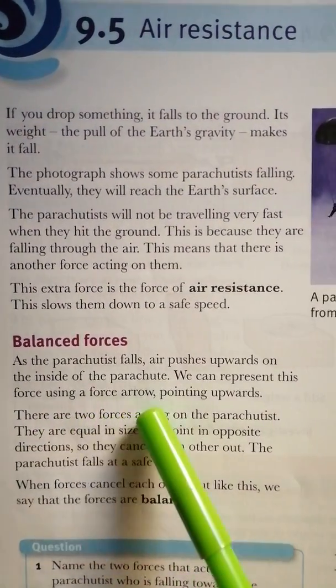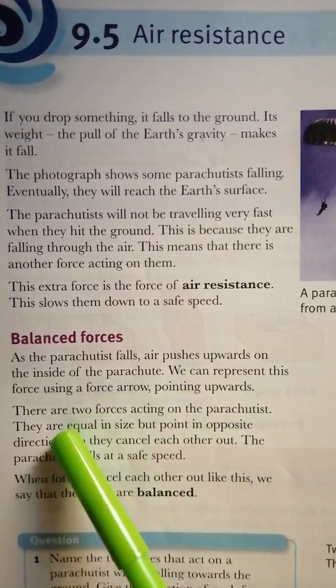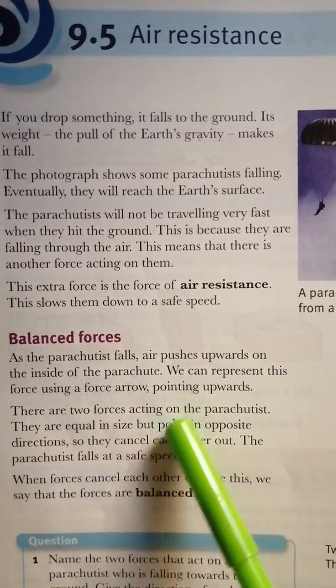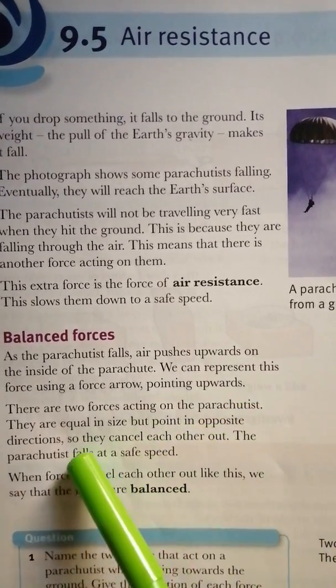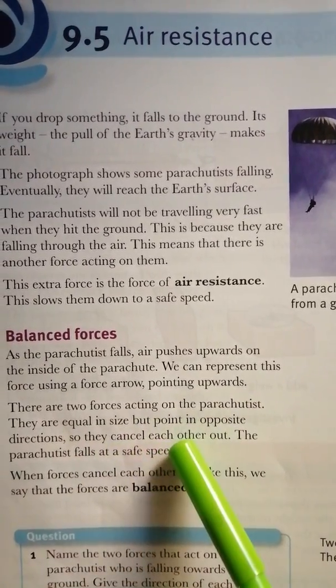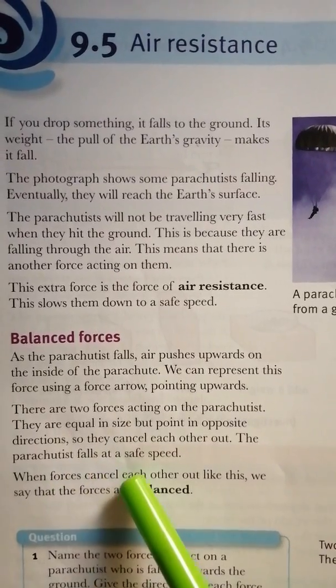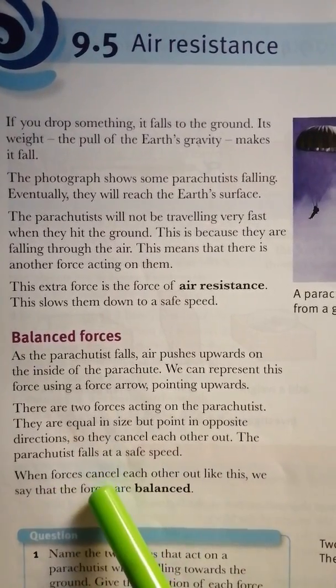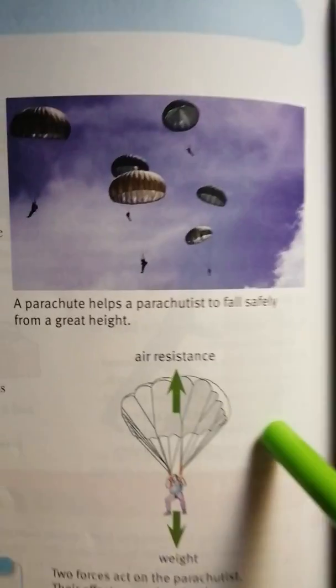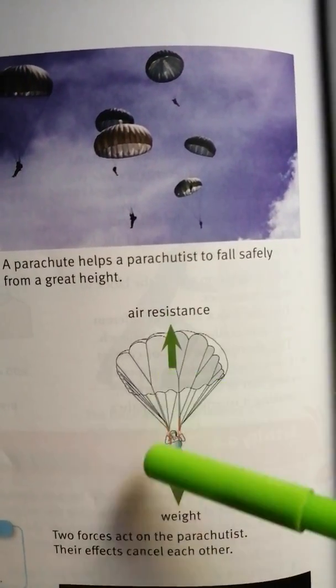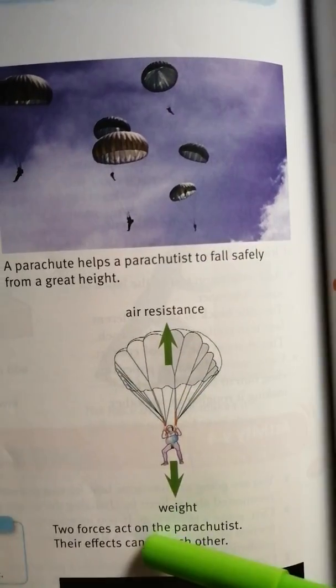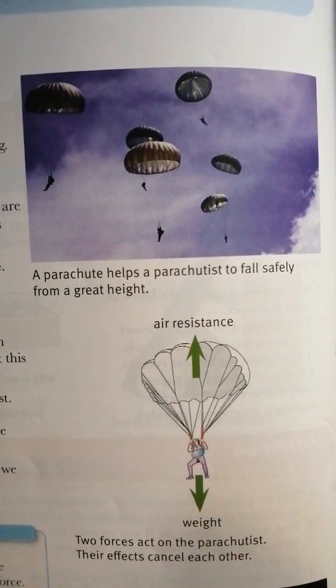There are two forces acting on the parachutist. They are equal in size but point in opposite directions, so they cancel each other out. The parachutist falls at a safe speed. When forces cancel each other out like this, we call it balanced. So here, when two forces are in opposite directions and the same amount, they cancel each other out, and we call this balanced.